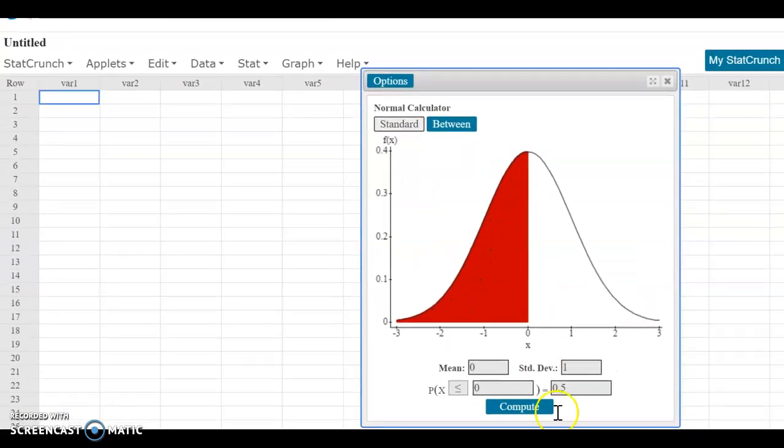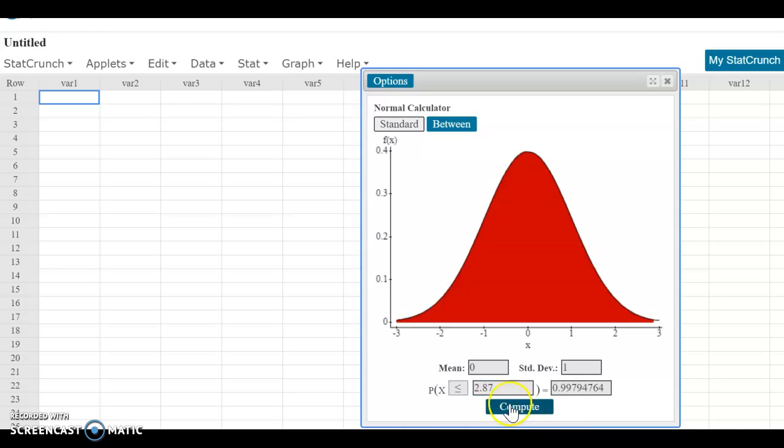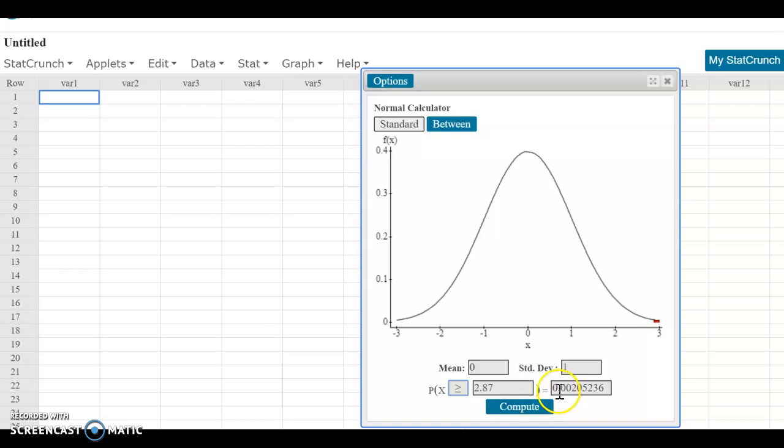So let's plug in 2.87 and hit compute. Change it to greater than or equal to, and you'll see that the probability of observing a value greater than or equal to 2.87 is 0.002, and that is how you calculate your p-value. So let me know if you have any more questions.